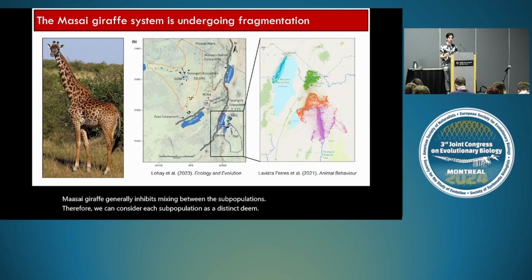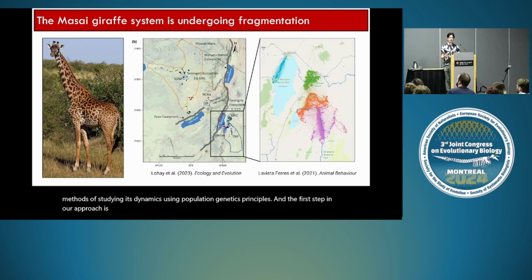And the movement of individuals between demes, though relatively rare, is measured by our field ecologist collaborators, and they can track the movement with individual resolution. And now that we are able to classify this ecosystem as a subdivided population, we can introduce methods of studying its dynamics using population genetics principles. And the first step in our approach is modeling this system as a network.